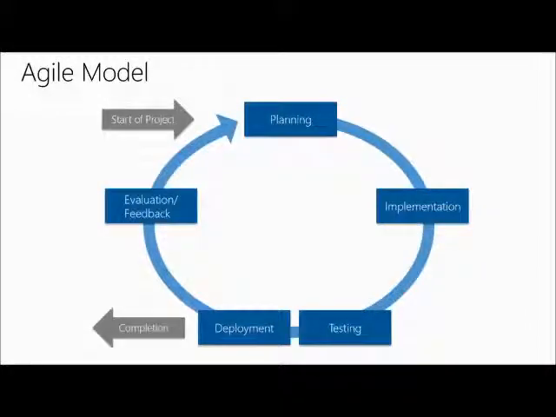Yeah, so you'll start at the top here, and you'll see the planning phase, and you see that gray arrow that says start of the project. So you start with your planning phase, and the first thing you do is you decide on how long your sprints are going to be. Like I said, they're very quick, 2 or 3 weeks.